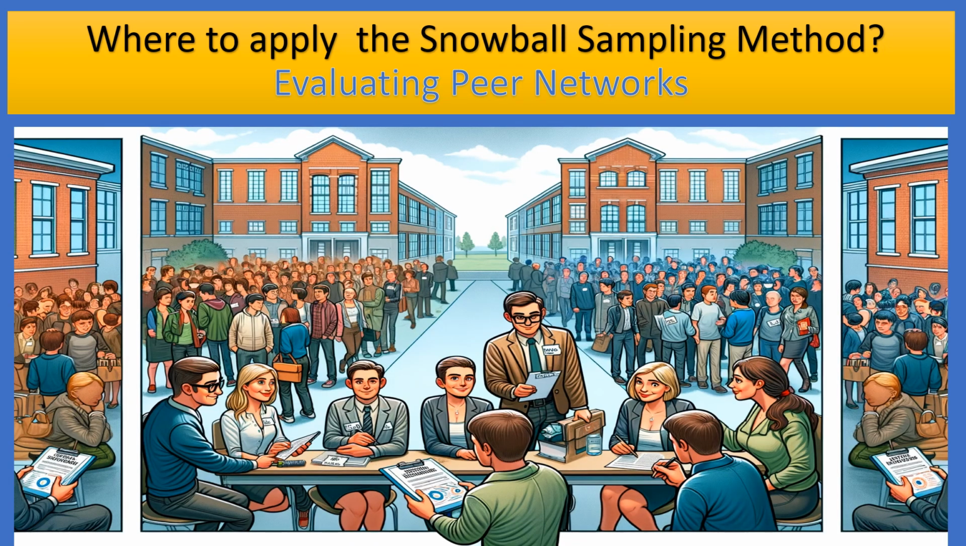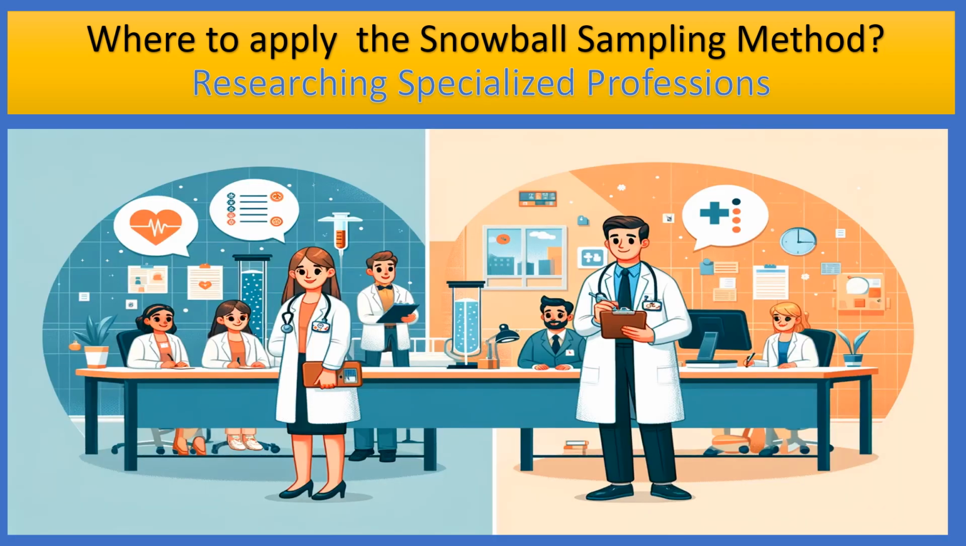The snowball method of sampling is effective for evaluating peer networks and social influence processes such as peer pressure, social norms, or information diffusion within specific populations. For example, in research on adolescent smoking behavior, snowball sampling allows researchers to recruit participants from peer groups and social circles, exploring the influence of peer networks on smoking initiation and cessation.